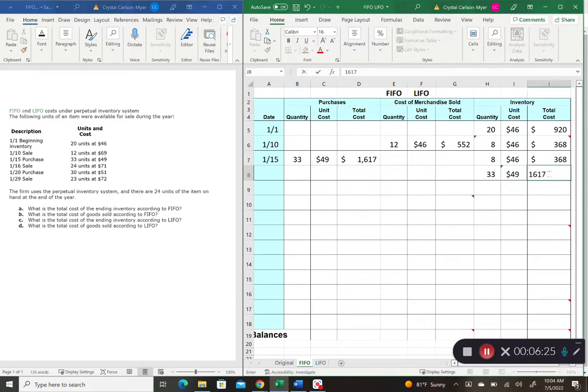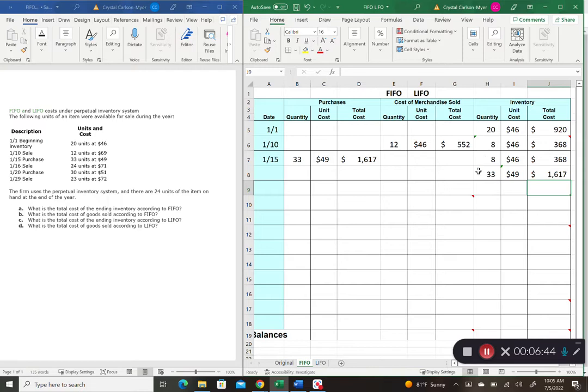$1,617. So if I were asked the question, what is the total value of my ending inventory at the end of January 15th? It would be that $368 plus the $1,617. That would be the total cost of my ending inventory at the end of January 15th.